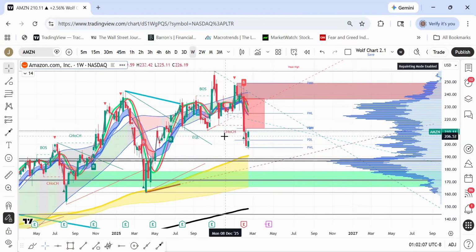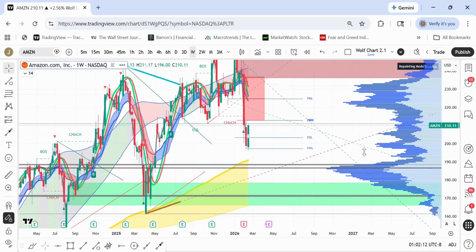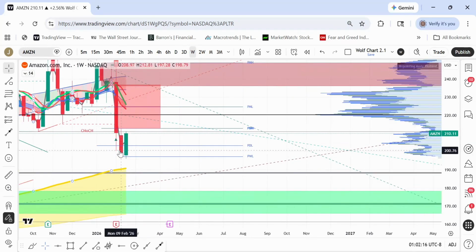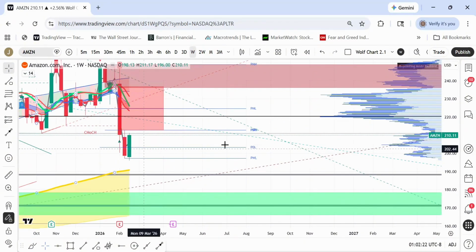We are buying with smart money and not against smart money. They are buying positions. If you look at this green candle, it overtook sellers. So this week, buyers overtook sellers from last week. That's also bullish.